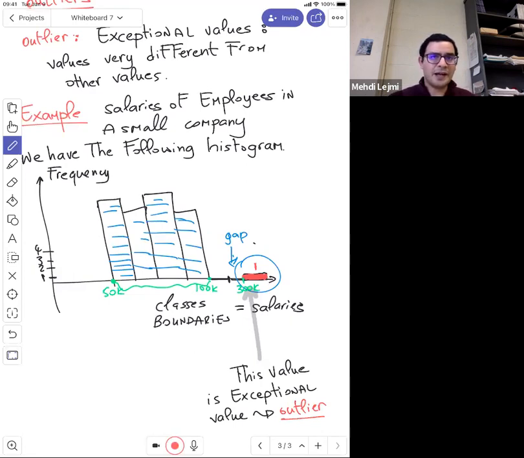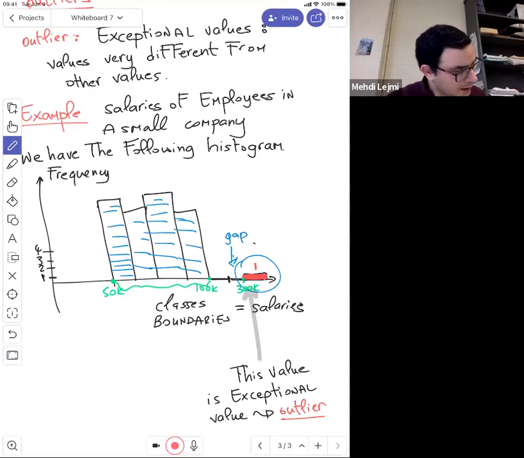Does this make sense to you guys? This notion of outlier? So that would be a data value which is very different from the other values. If you take a look at your homework, exercise 2, the last value is, I think, 280, right? And that value is much higher than all the other values. So that 280 is an exceptional data value.